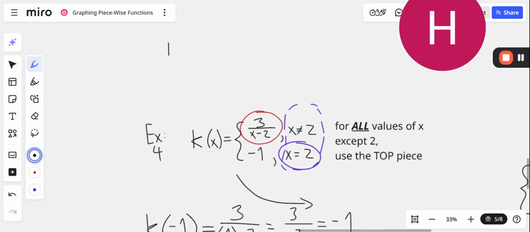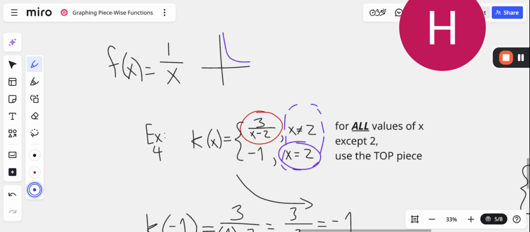I'll show you the parent function really quickly. F of x equals 1 over x. The general shape of this is something like that. Sometimes they call it the hyperbola function, sometimes they call it the reciprocal function or the rational function, but the general shape is this with no values allowed at x equals 0 because, of course, the denominator cannot be 0. It would cause an undefined function value. So that's just a quick recap.